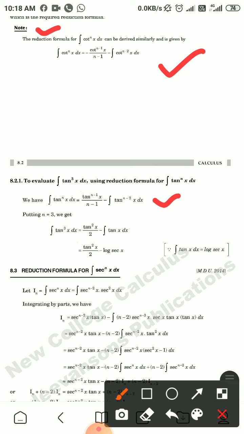Now putting here n is equal to 3 into this reduction formula, we get integration tangent raised to power 3 x dx is equal to tangent square x divided by 2 minus integration of tangent x dx. And for solving integration tangent x dx, we use here formula integration of tangent x dx is equal to log of secant x. This is the required result.